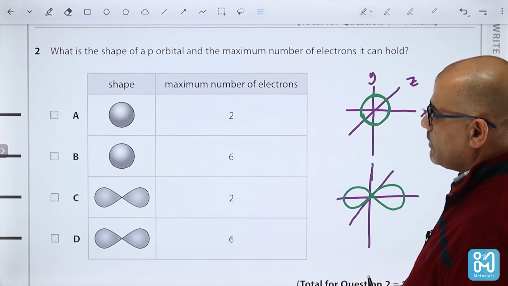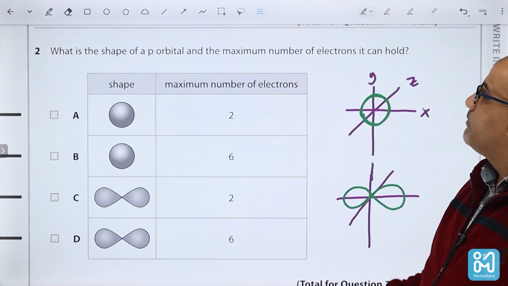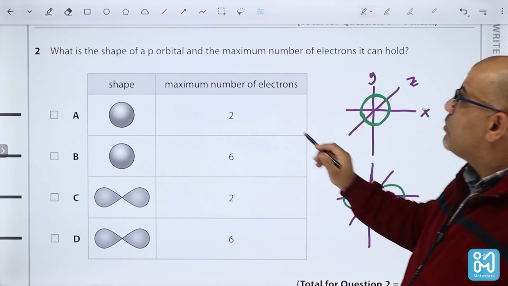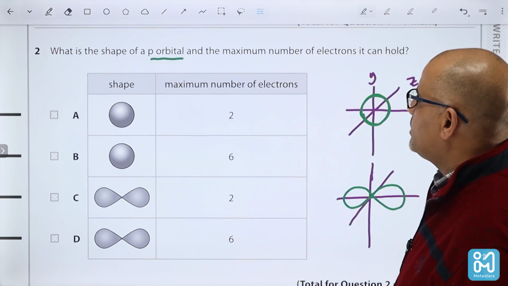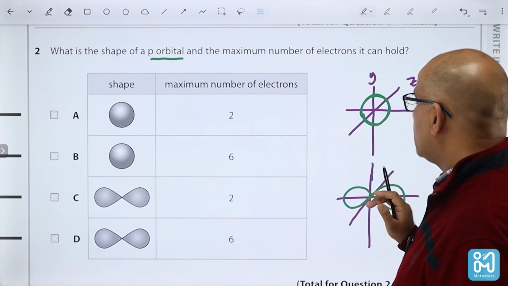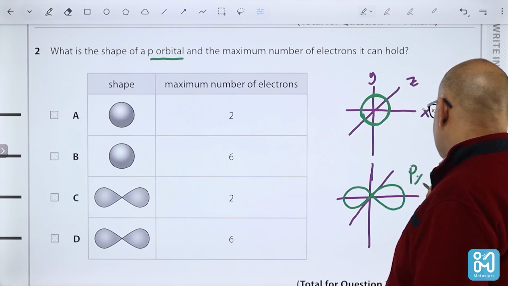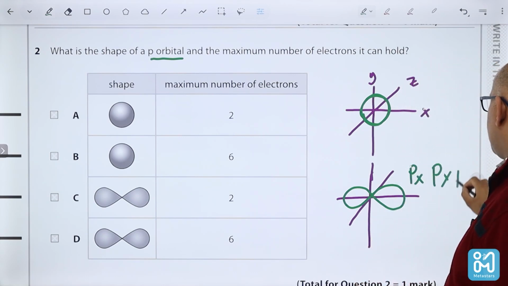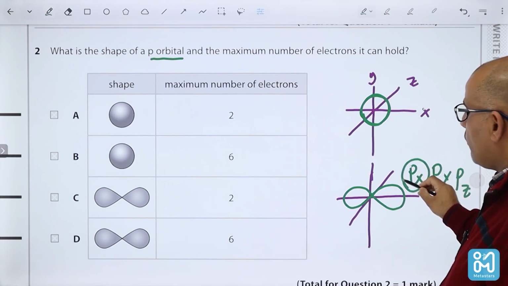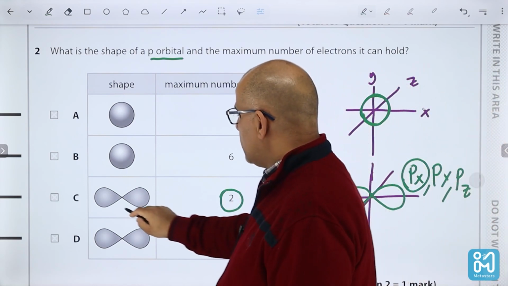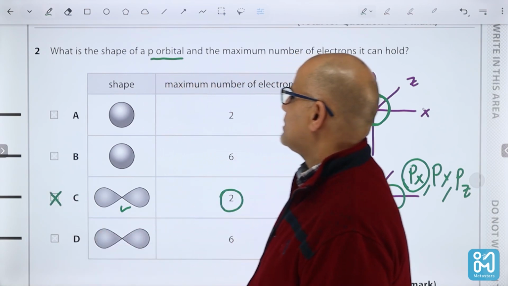So the shape of the p orbital is like C or D, but because it is asking about 1 p orbital, it can hold only 2 electrons, since we have px, py, and pz. So we have 3 orbitals, and each one of these can hold 2 electrons. So the correct answer is C.